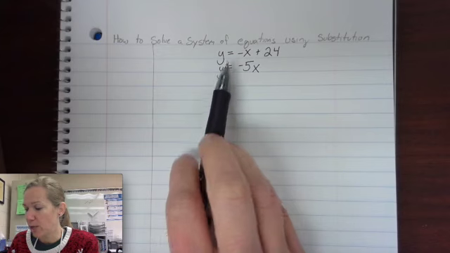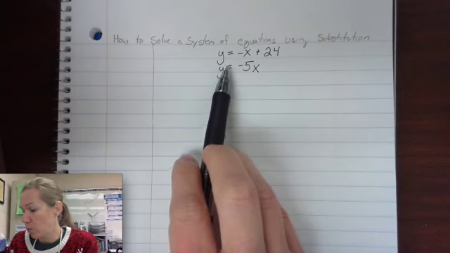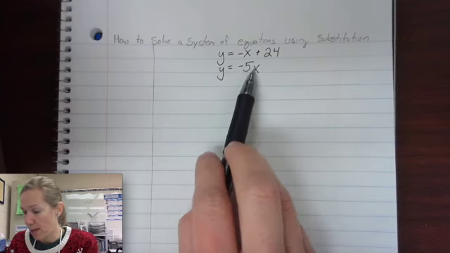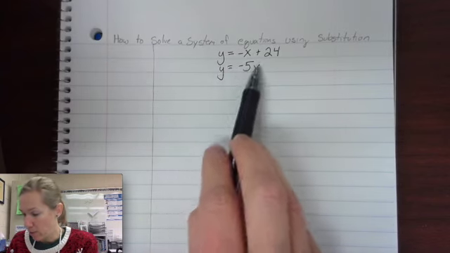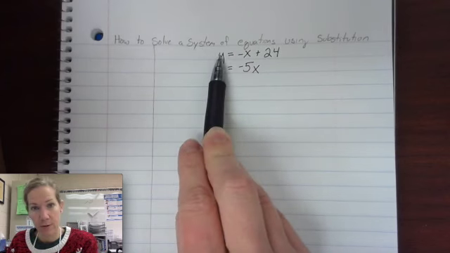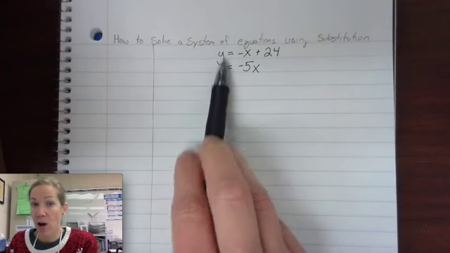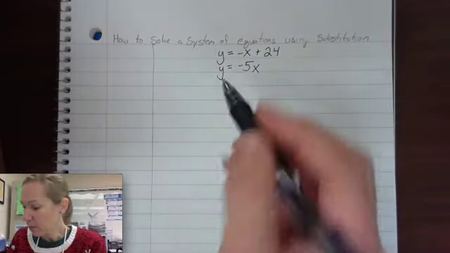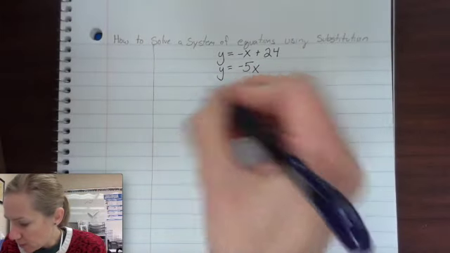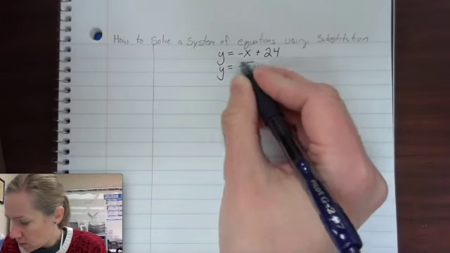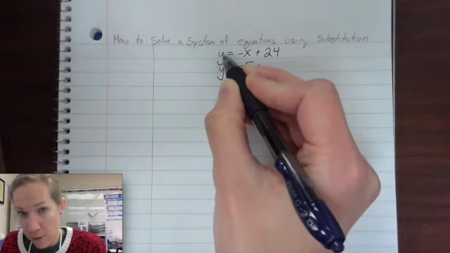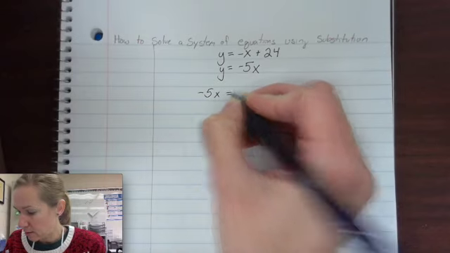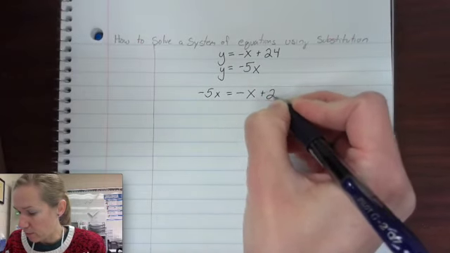So for substitution, we are just going to substitute what this equation solved for y is, and put this in for y into this equation. As a reminder, if they're not solved for y, you can solve for either variable, but I always suggest solving for y. So we're going to set up our equation like this. We're going to put this value for y into this for y. So negative 5x equals negative x plus 24.